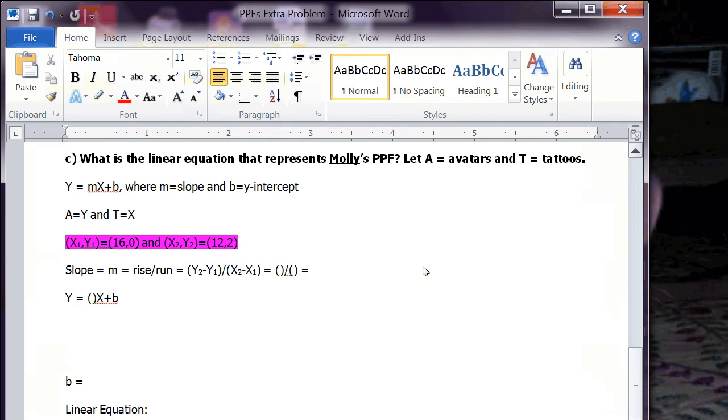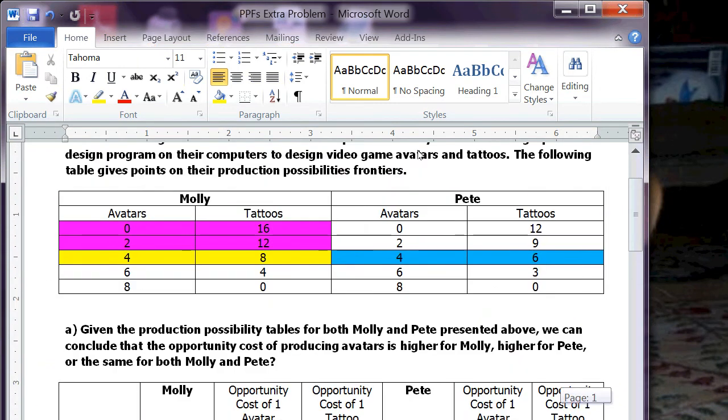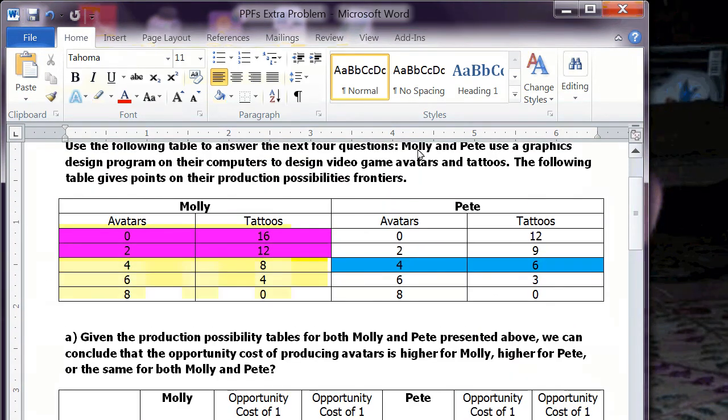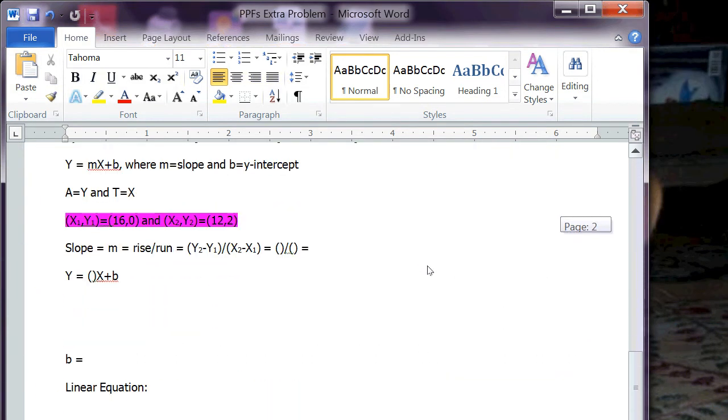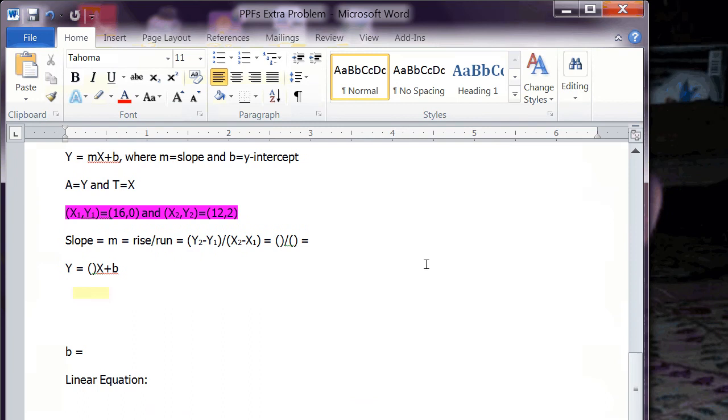So you have x1, y1, and x2, y2. It doesn't matter which points you choose if it's a linear equation, which means it's a flat line, not a curved line. We're going to come up with the same slope at every point. So I have just randomly chosen those 2 points up there for Molly in the pink. So 0 avatars, 16 tattoos, and 2 avatars and 12 tattoos. So if you come down here, you see in the pink 16, 0 for x1, y1, and 12, 2 for x2, y2. Now I'm just going to plug in.